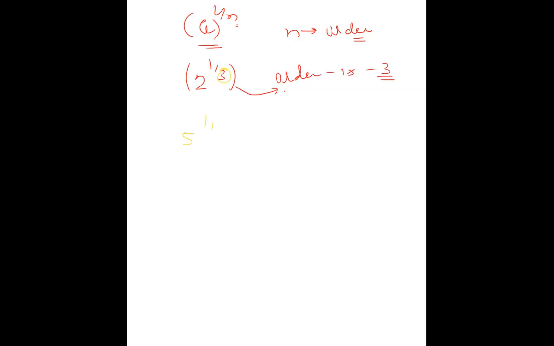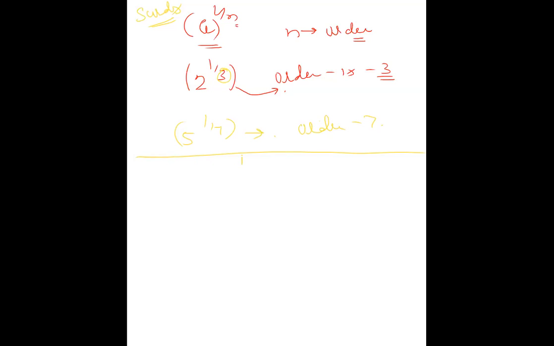5 to the power 1 by 7, what is the order in this case? सर्ड्स का ऑर्डर क्या है? 7. Very good. Order is 7, right? So this is the definition of surds. Everyone clear with this? Yes, sir. Now we are coming to the varieties, what are the types of surds, right?